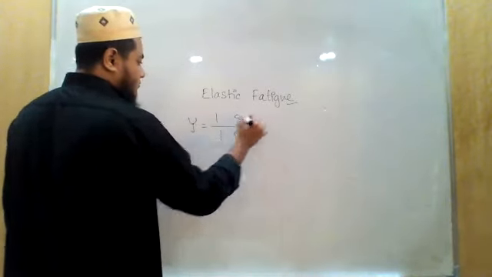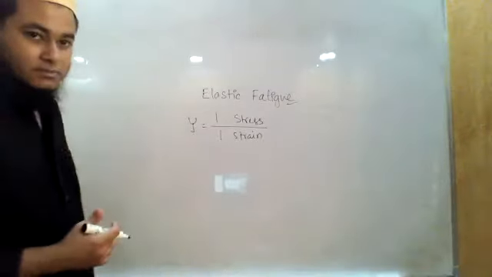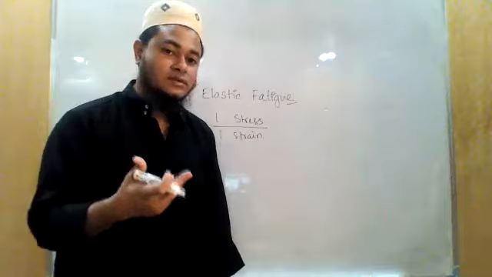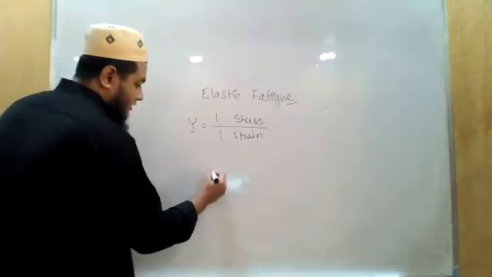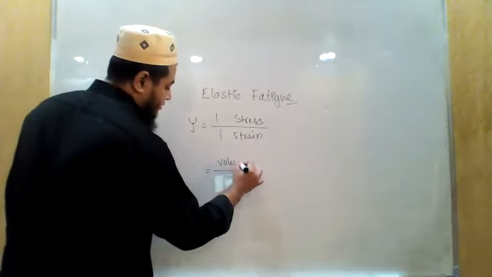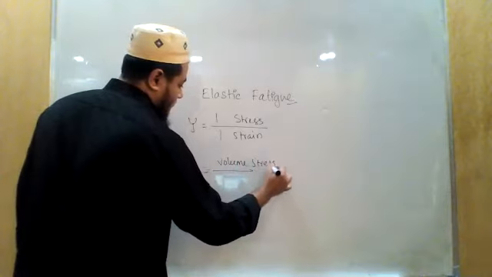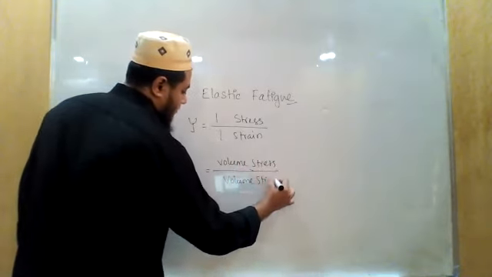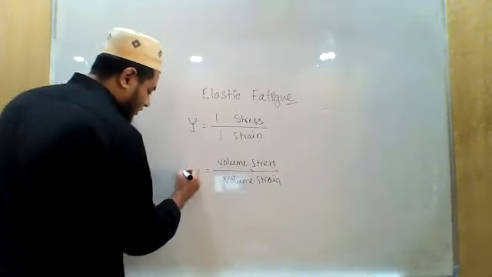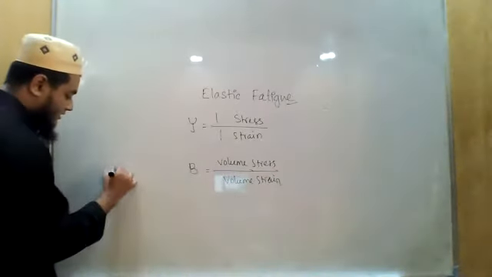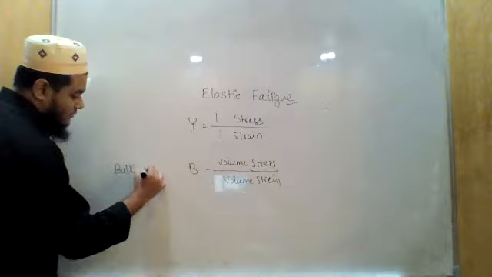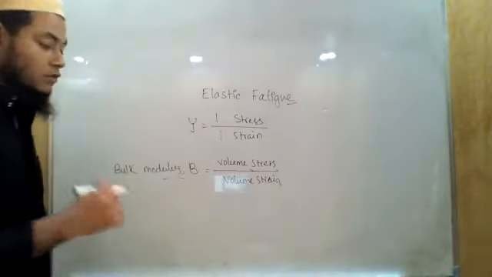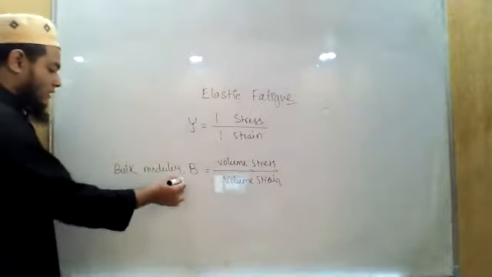This is for length, but we know that sometimes due to the application of force the volume might change. So for that we get the ratio of volume stress divided by volume strain. This is bulk modulus, expressed by B. Whenever we are talking about volume stress and volume strain, you know that you have to use the equation of bulk modulus.